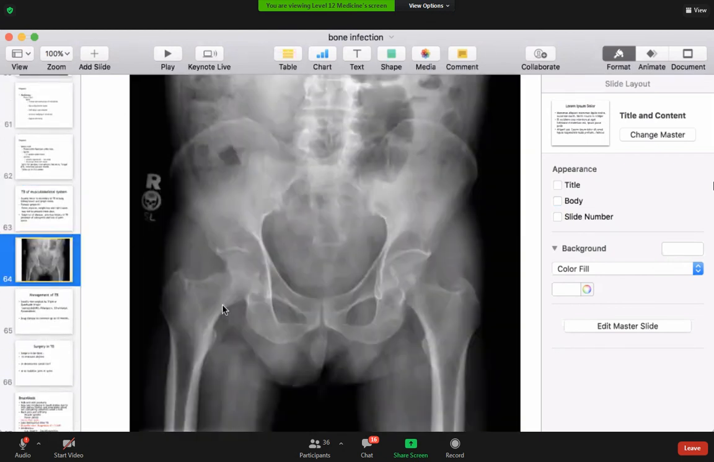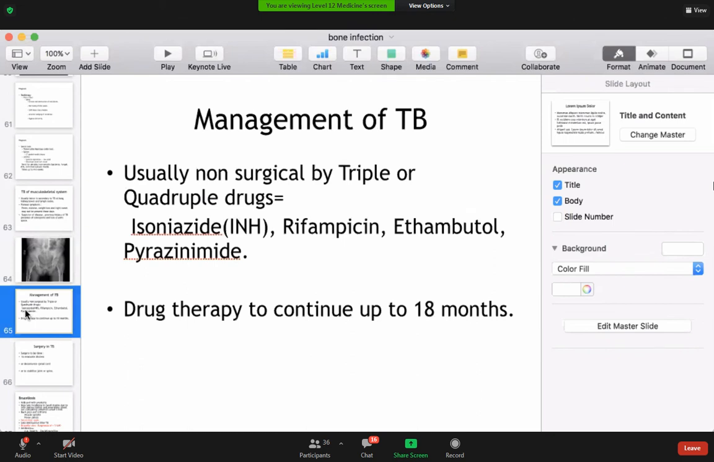So this is an X-ray of the right hip that shows classic radiographic signs of TB, which is erosion and osteopenia. Treatment is non-surgical by triple or quadruple drugs: isoniazid, rifampicin, ethambutol, and pyrazinamide. Drug therapy to continue up to 1.5 years.